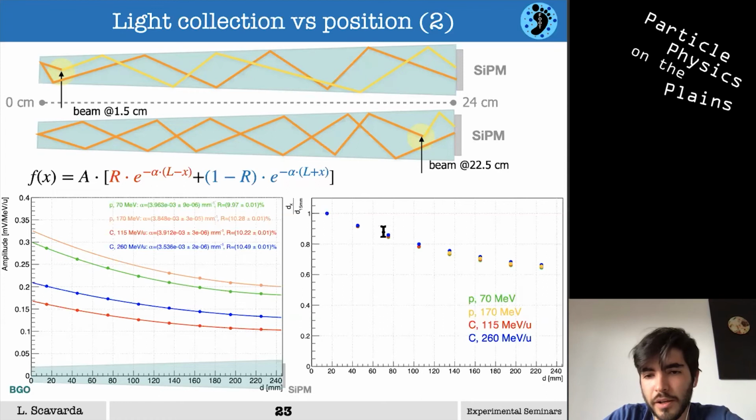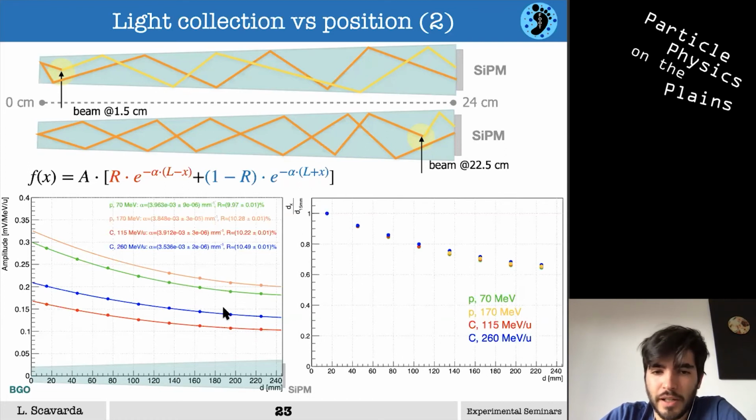So first of all, we tried to understand if this effect depends on particle and energies. In this plot on the right side, you have the ratio between the amplitude, or the charge, of course, acquired in the different positions, normalized to the amplitude in the first position. So I just normalized all the points to the first one. And as you can see, this effect is the same for all particles and energies. So at least this effect doesn't depend on the nature of the particles.